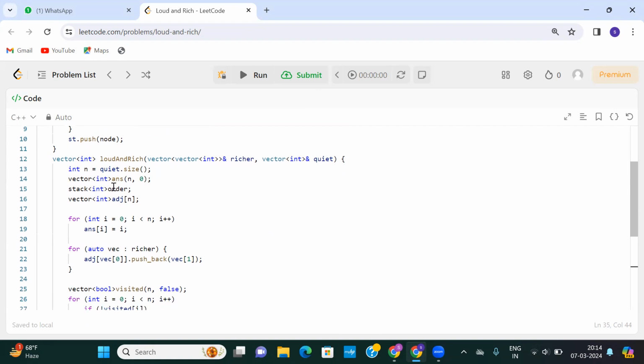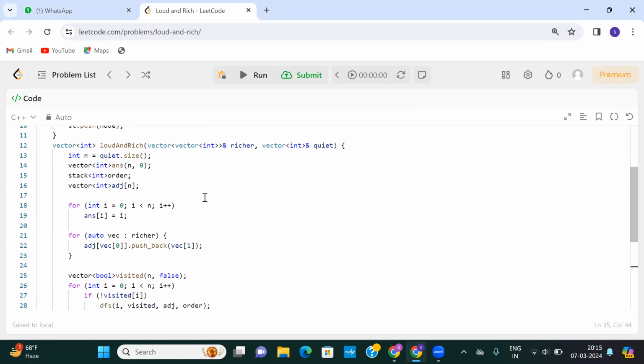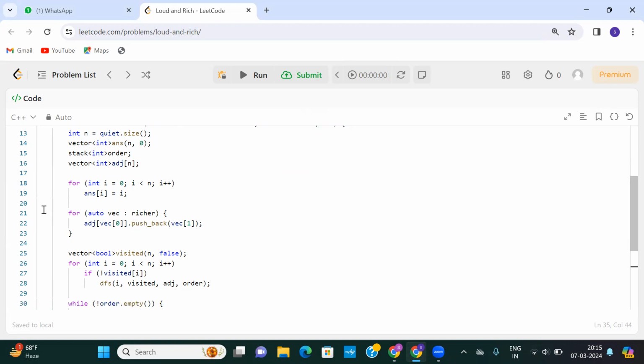Now vector int ans n comma 0. This is the vector which we need to return, and initially we have taken all the values as 0. Then we have defined a stack. Why we have defined a stack, I'll tell you later. And then we have defined an adjacency list. Why adjacency list? Because we are storing the values of our graph in the form of an adjacency list.